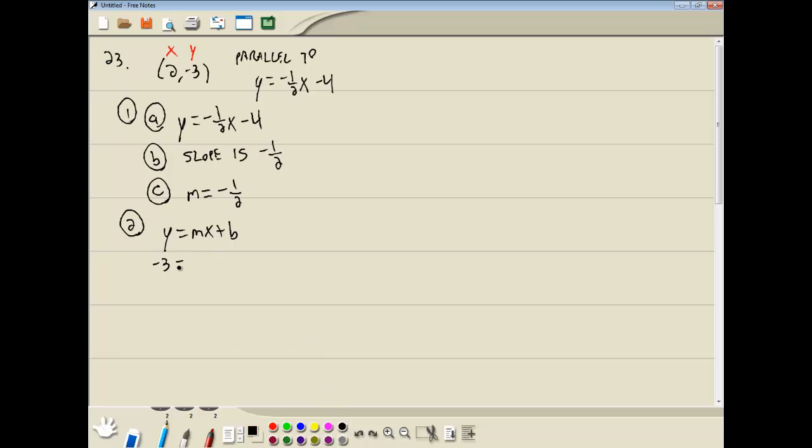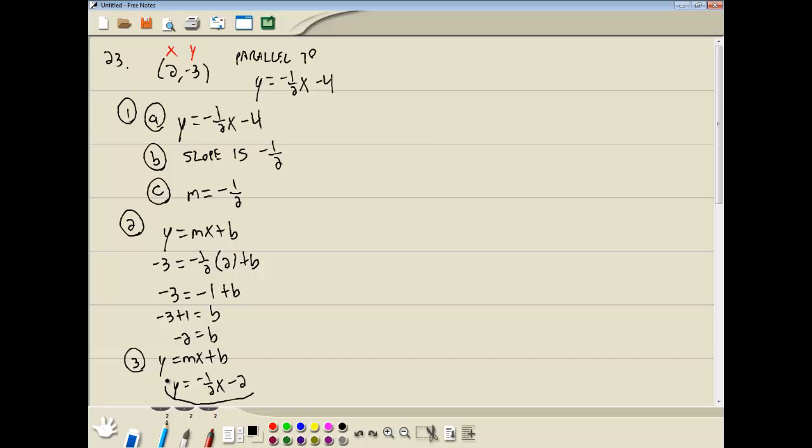So we get negative 3 equals, and we said m was negative 1/2, times x, which is 2, plus b. Those 2's cancel. We get negative 3 is equal to negative 1 plus b. Take the negative 1 to the left side, it becomes a positive 1, and you get b is equal to negative 2. Step 3: plug in the slope from step 1, which is negative 1/2, and b from step 2, which we said was negative 2. And that'll give us our answer.